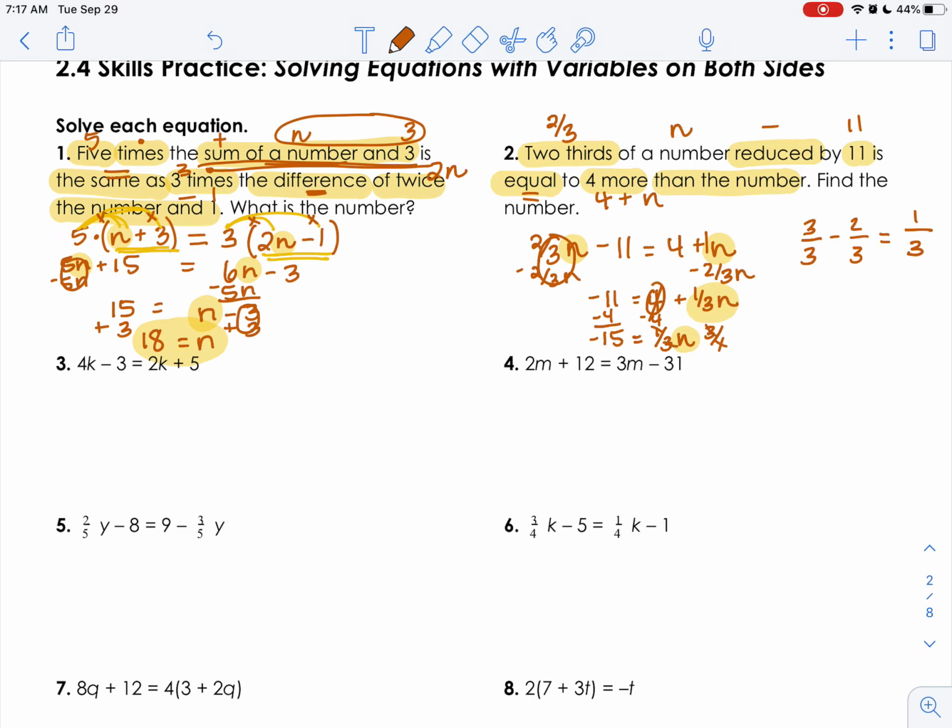So we can cancel, cancel, cancel, cancel, leaving me with n equals, I'm going to multiply by 3 over 1, which is the same thing as just 3. All right, 3 times negative 15 is a negative 45.